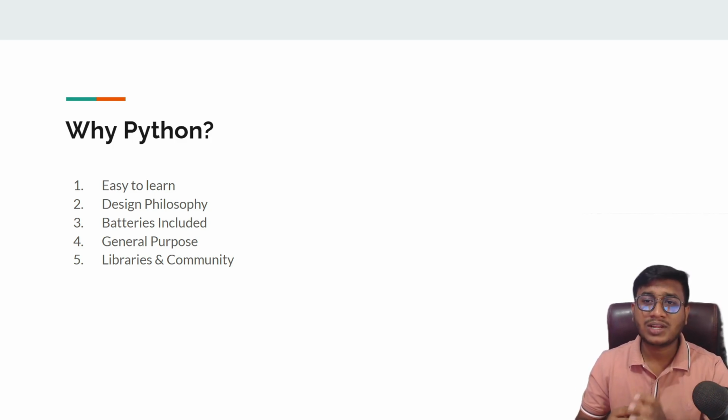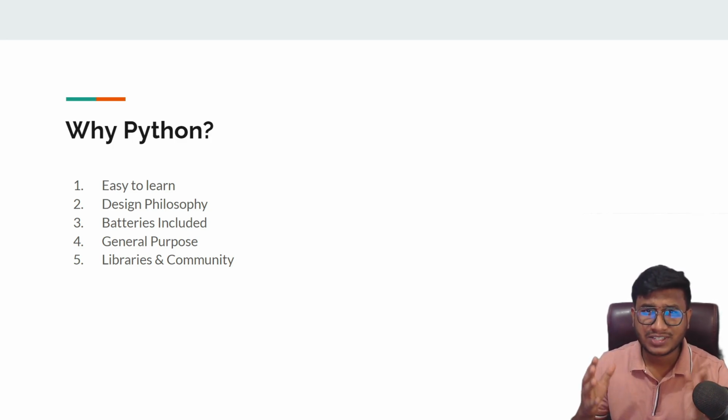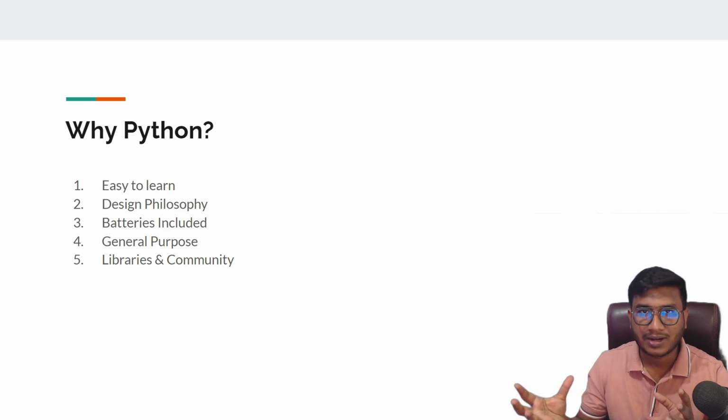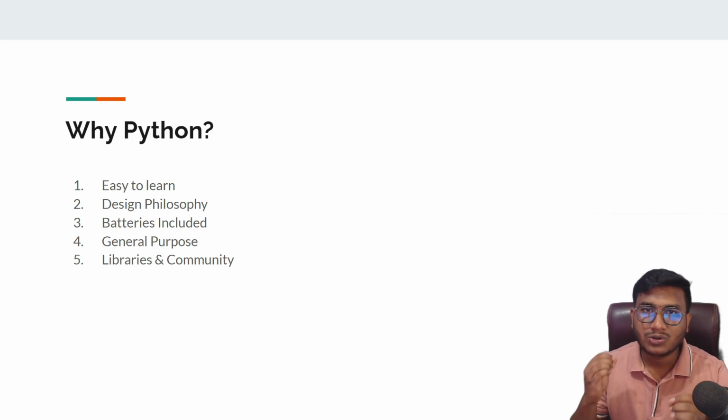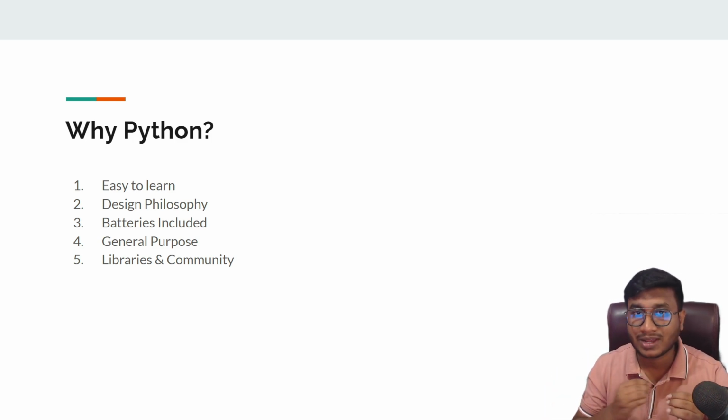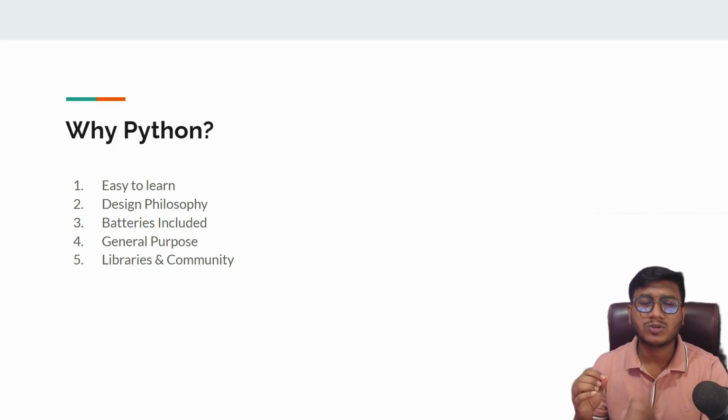And the fourth point you can see is general purpose. Python is a general purpose programming language. I think you saw it in the definition. So what is general purpose? General purpose means you can use Python anywhere. Let's say you want to do software engineering with the help of Python, you can do it. Data science, you can do it. Web development, you can do it. Blockchain, you can do it. So it's a general purpose programming language. You can use this particular programming language anywhere. That's why it's called a general purpose programming language.